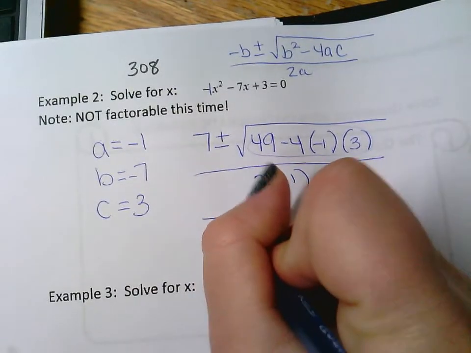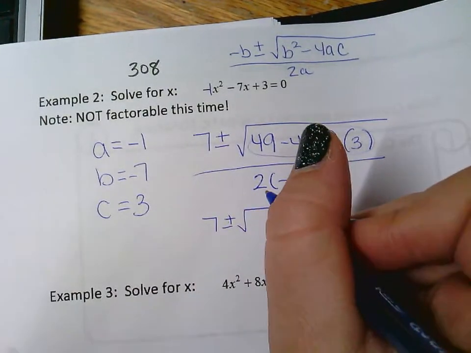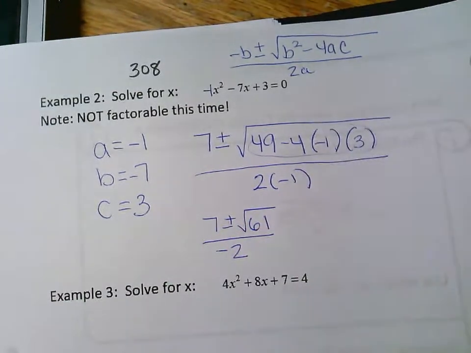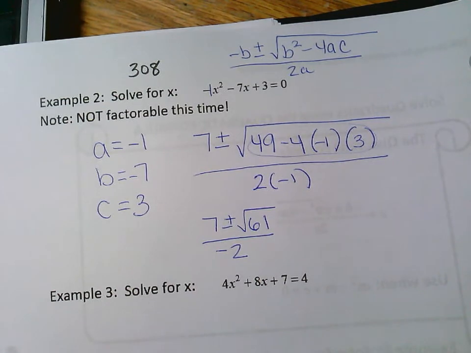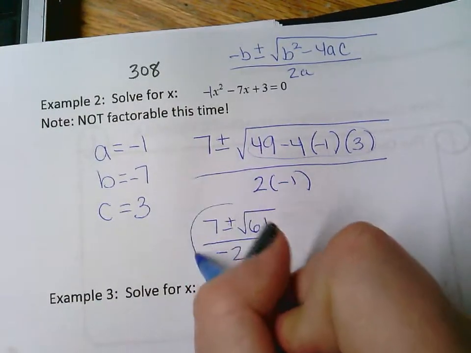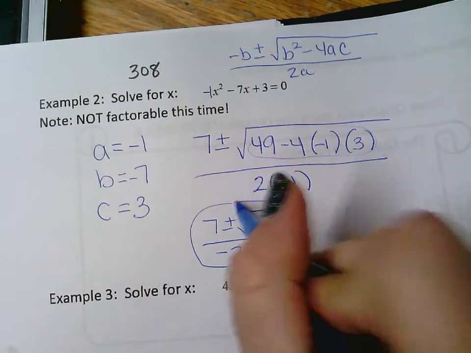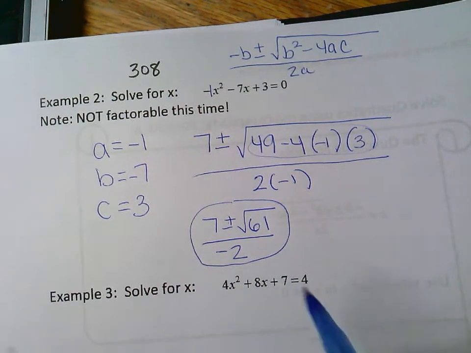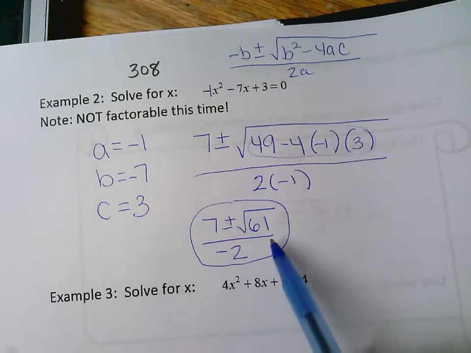7 plus or minus the square root of 61 divided by -2. We have the choice of leaving this in reduced radical form or putting it into decimal form. Technically, that is your solution, right? That's reduced radical form, and I've got my solution. It just doesn't mean a whole lot, so I think using a decimal makes a little bit more sense in this case.